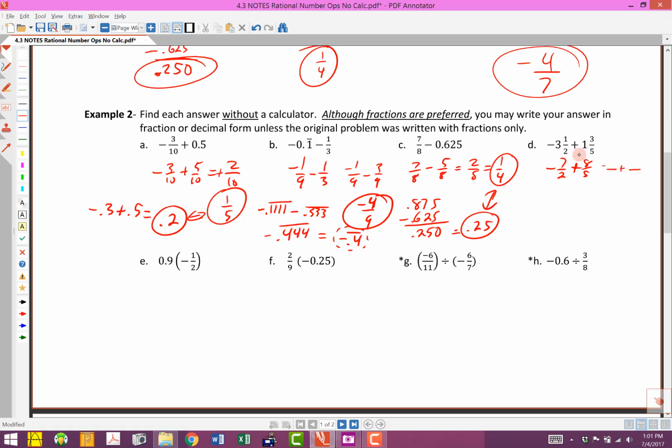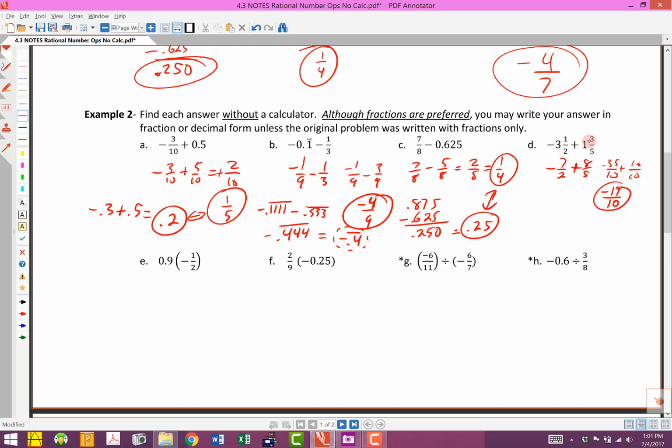So let's see, multiply that by 5, so that's going to be 35/10. And double this, so that's going to be 16. So if we do a little subtraction problem, we end up with negative 19/10, and that doesn't reduce at all.